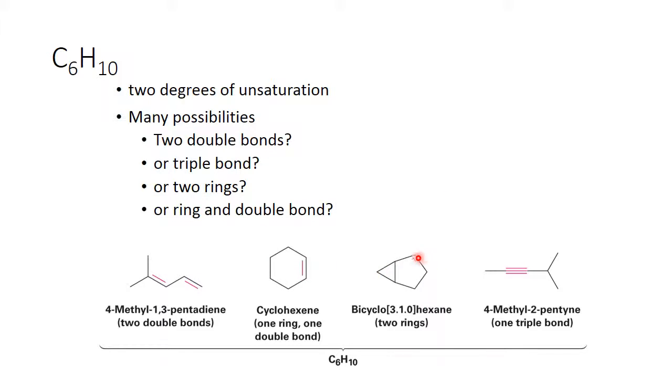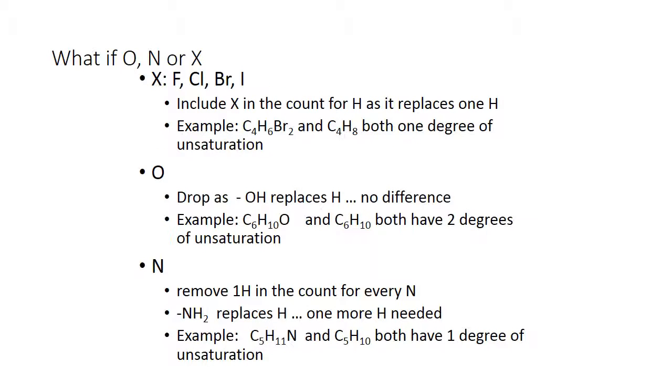like this bicyclo compound. Or it can be a ring and a double bond, like cyclohexene. So there's many possibilities for this. So what if you have some heteroatoms like oxygen, nitrogen, or a halogen? Well, let's look at the halogens first.